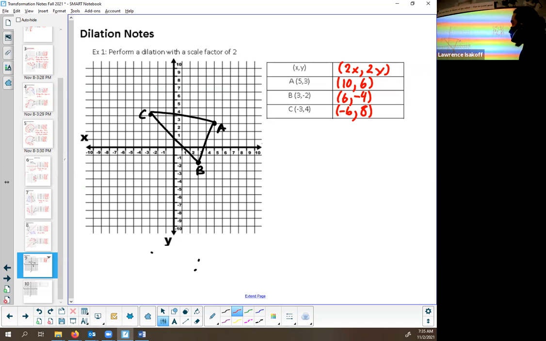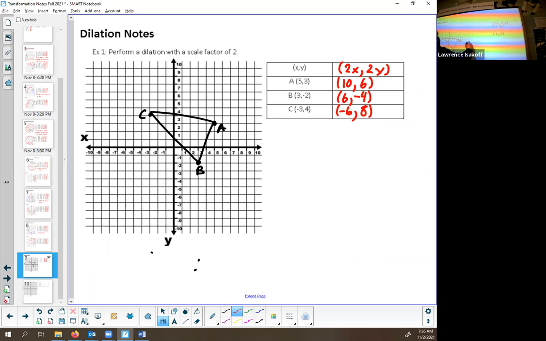So now I'm going to plot those points, and we should see this blow up. It should keep its orientation. It shouldn't shift or rotate or reflect. It should keep all the same angles and remain proportional. It's just going to double its size.